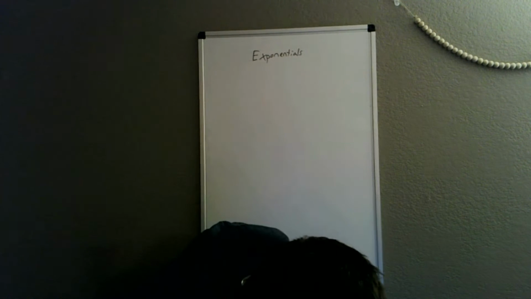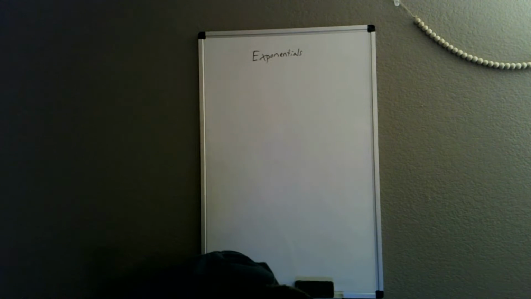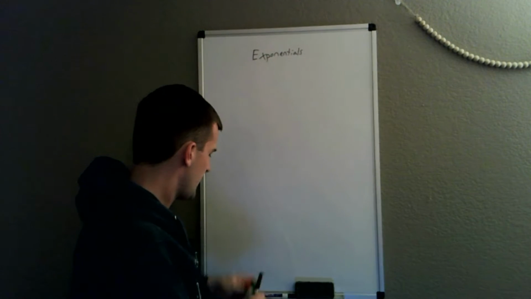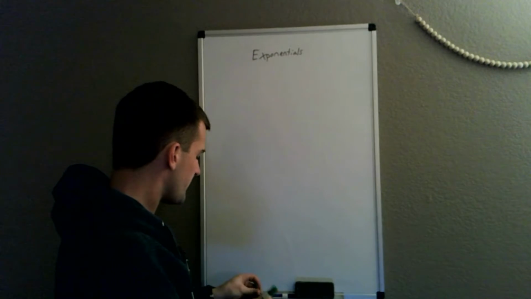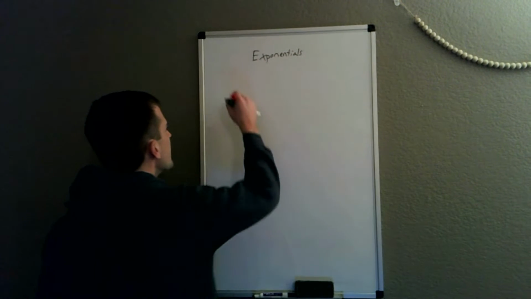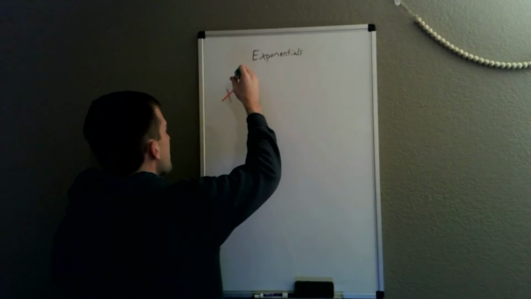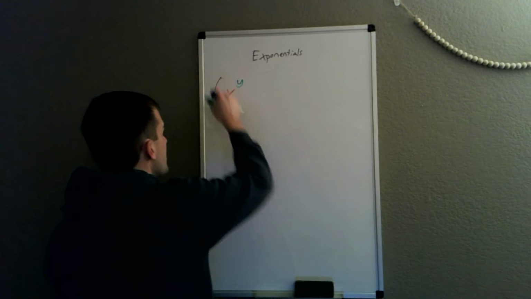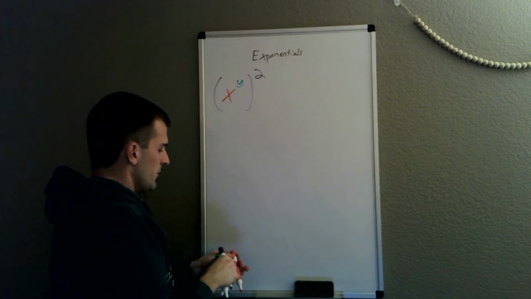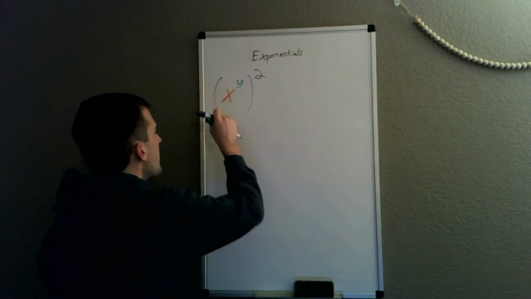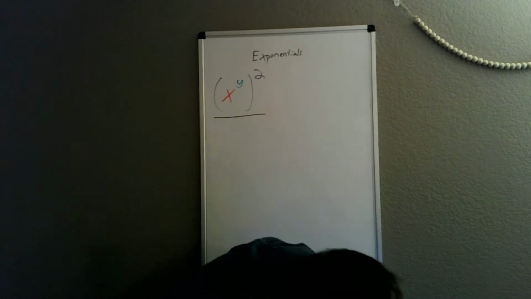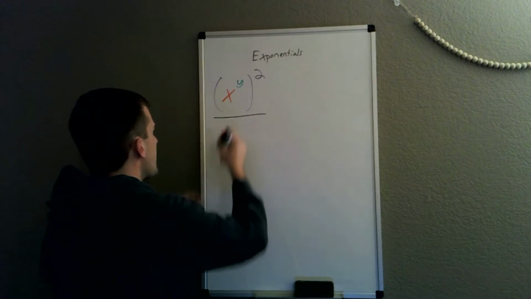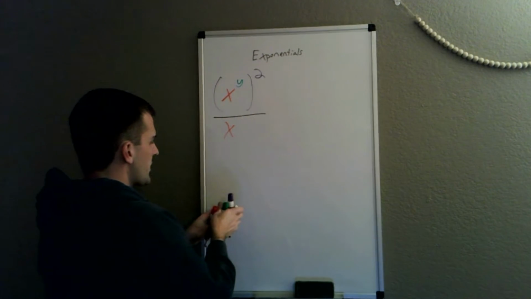Alright, and the last one I wanted to do is x to the y squared divided by x squared. So in this case, I'm going to use colors again. So this is going to be x raised to the power of y, and all of this is going to be squared, divided by x squared.